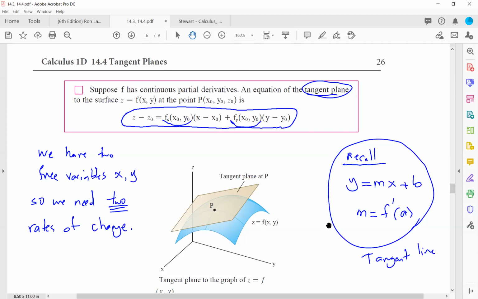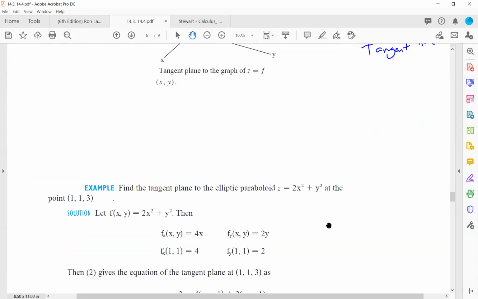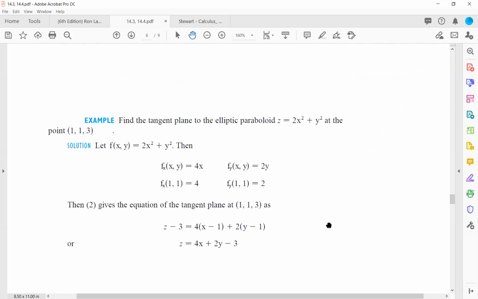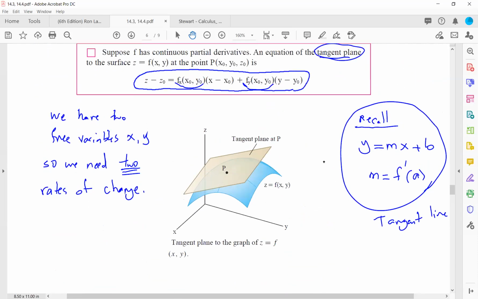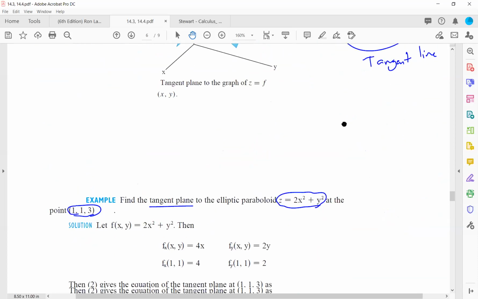Let's cover one example to see what's going on here. How do we apply this equation? Here you have a function in two free variables, x and y, and the question says find equation of tangent plane at the given point 1, 1, 3. To apply the formula, let's take a look at the formula again. z minus z sub 0 is equal to f of x times x minus x sub 0 plus f of y times y minus y sub 0.